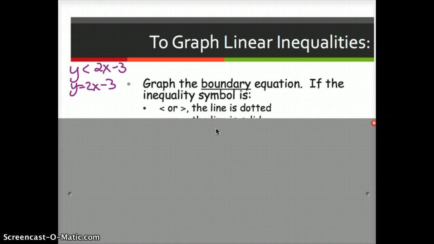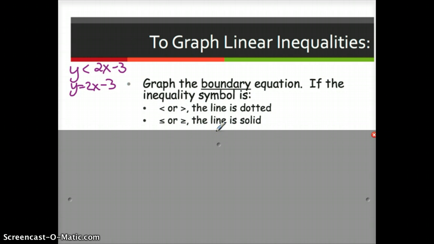If the inequality symbol is less than or greater than, then you use a dotted or a dashed line. If the symbol is less than or equal to or greater than or equal to, the line is solid. So if I were graphing y equals 2x minus 3, I'm just going to give you a little sketch here. I would start out at -3, the y-intercept, and I'd use the slope up 2 over 1, up 2 over 1, and I'd say, oh, it's a less than sign, so I'm going to make a dotted line, not a solid line.